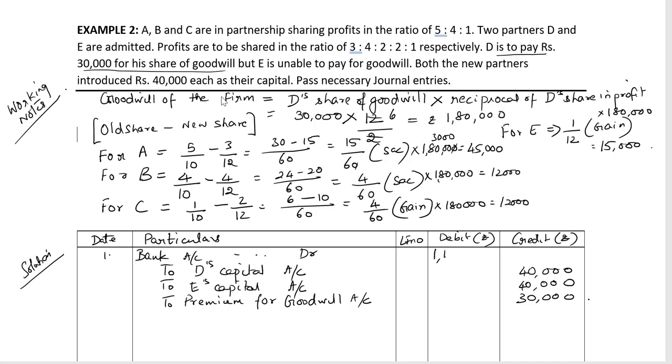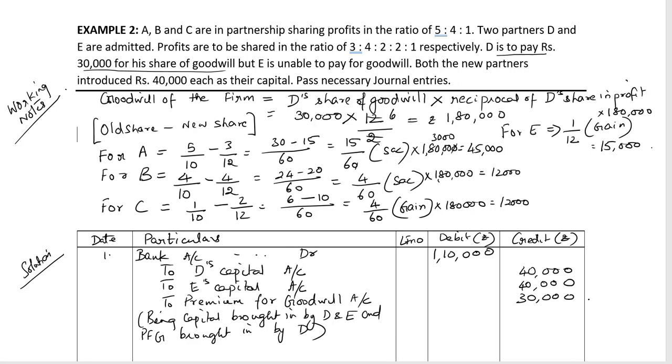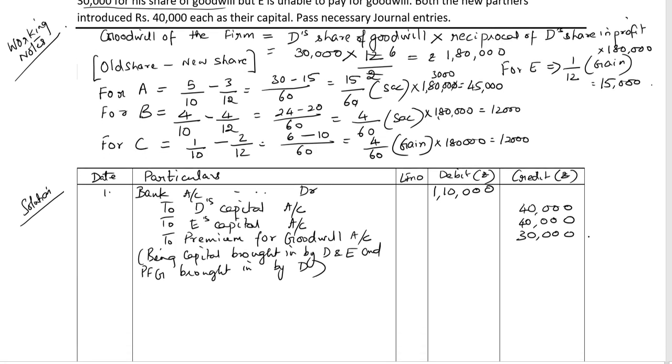So total cash received by the firm is rupees 1,10,000, being capital brought in by D and partner E, and premium for goodwill brought in by partner D. Let's write the second journal entry.